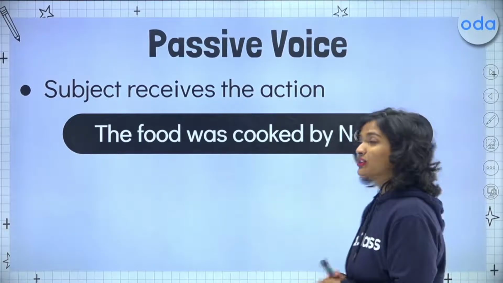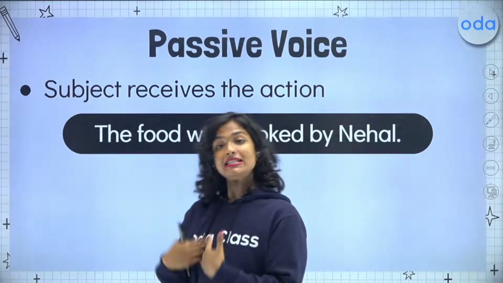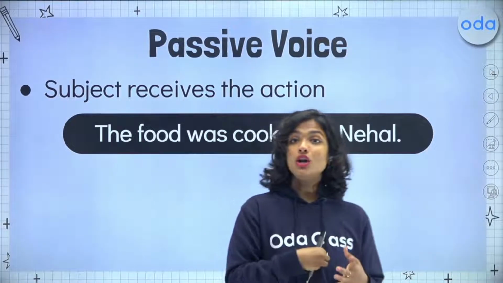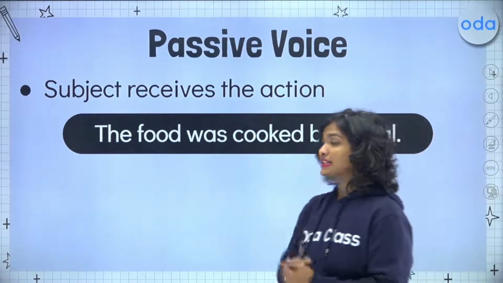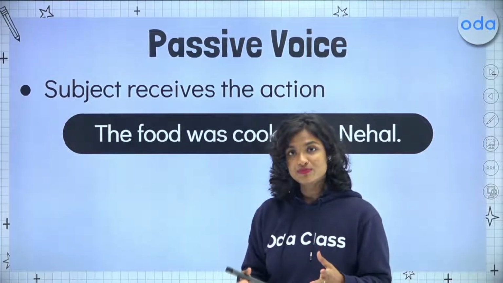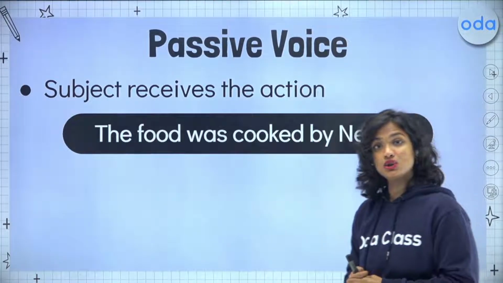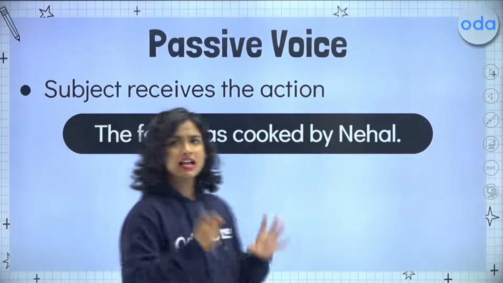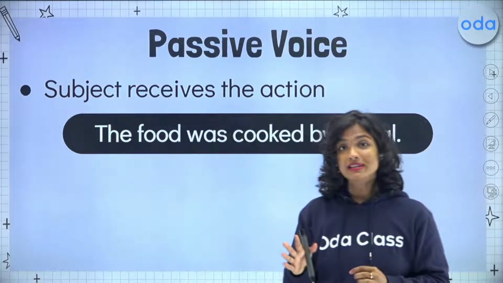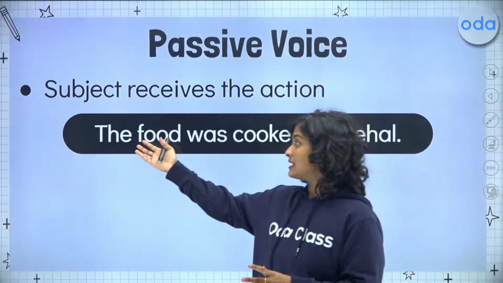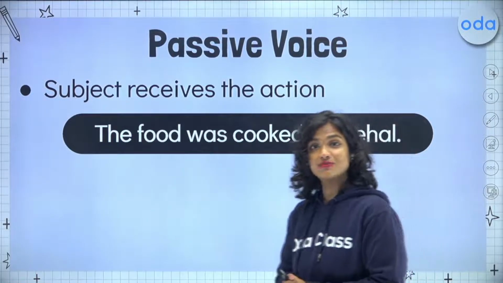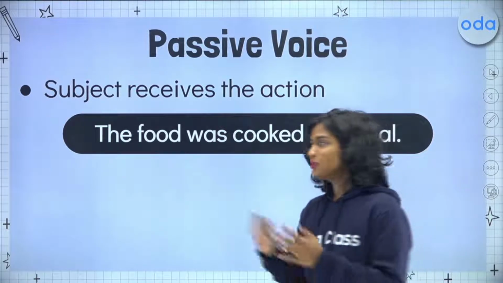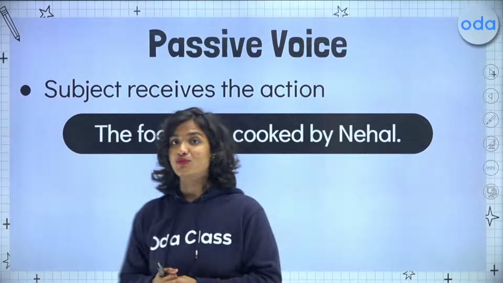In passive voice, on the other hand, the subject receives the action, which means that the action is performed on the subject. Now, in this sentence, our subject is the food, right? Our verb remains cooked, or it was cooked in this situation. And if you notice, the subject is not performing the action, but the subject is being affected by the action, which means the action is being performed on the subject, which is why this is called the passive voice.